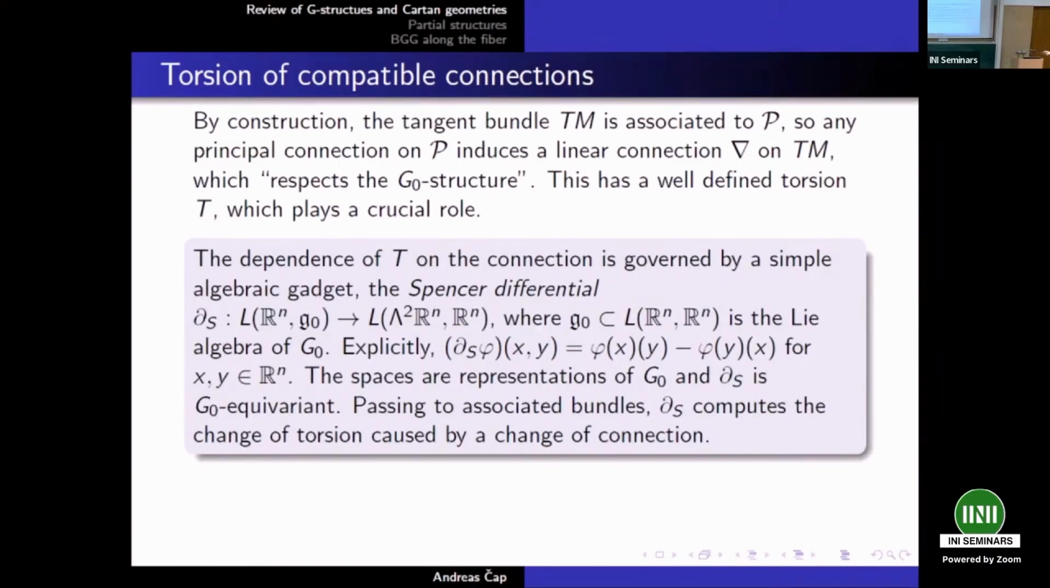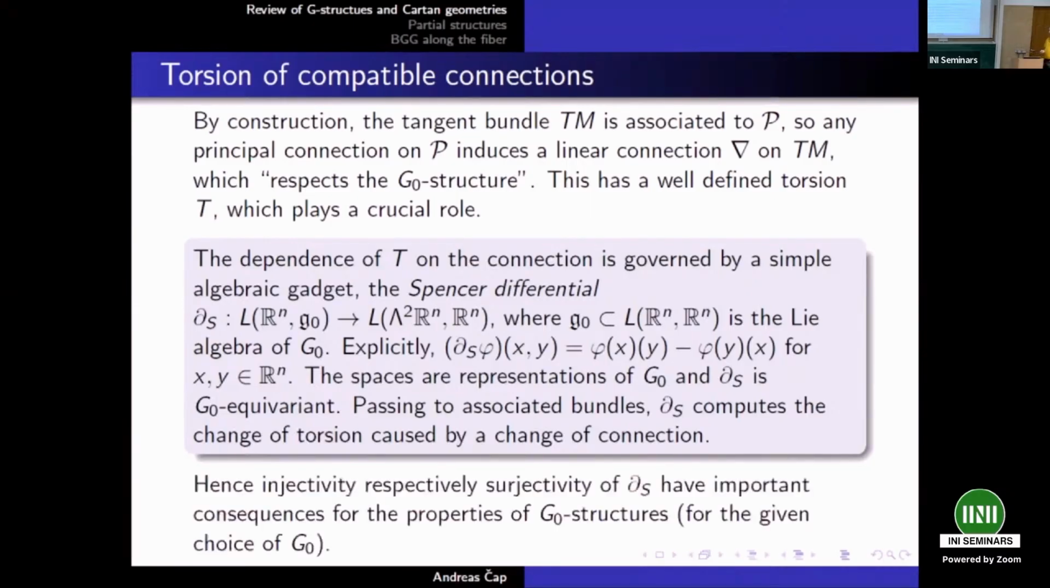And the key fact here is that if you pass to associated bundles, then this ∂_S computes the change of torsion caused by a change of connection pointwise in a way. So in terms of sections of associated bundles, the principal connections are affine over the bundle induced by these representations. So you can relate two connections by a section of that bundle. And then the relation between the torsions is just by the tensorial operation induced by this ∂_S.